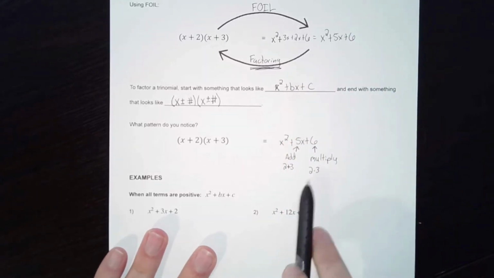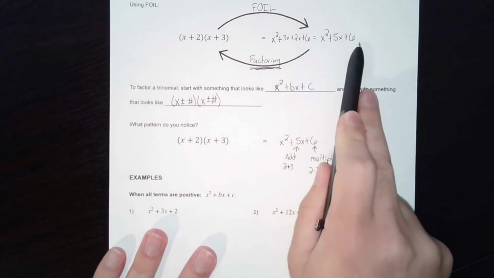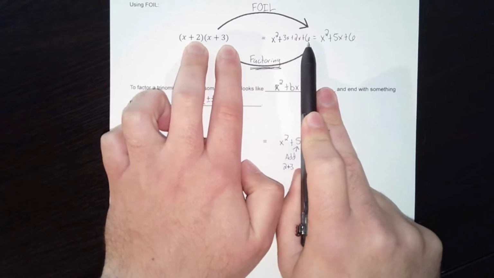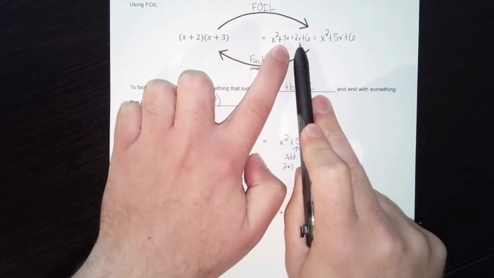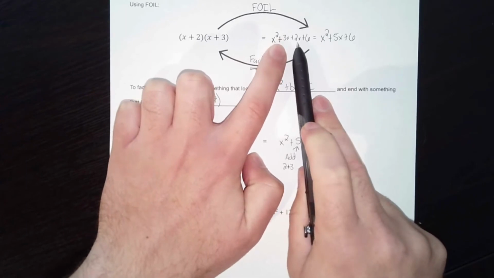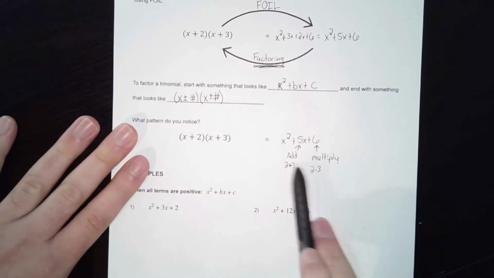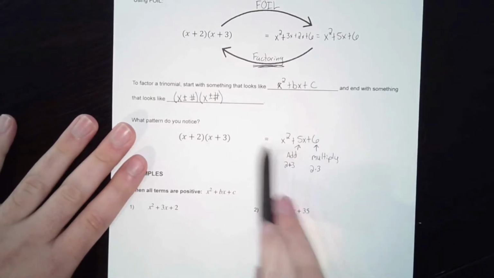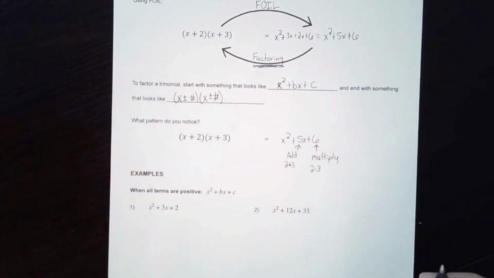And if you go back to what we actually did with our foiling here, these make sense. This 6 that shows up in my answer originally came from multiplying the 2 and the 3 together. The 5 is probably a little bit trickier because that came from combining my like terms, but when I combine those like terms, what I'm doing is adding the 3 and the 2. So this idea of multiplying to get the last number and adding to get the middle number fits the foiling that we have. So that's the pattern that we're always going to use.